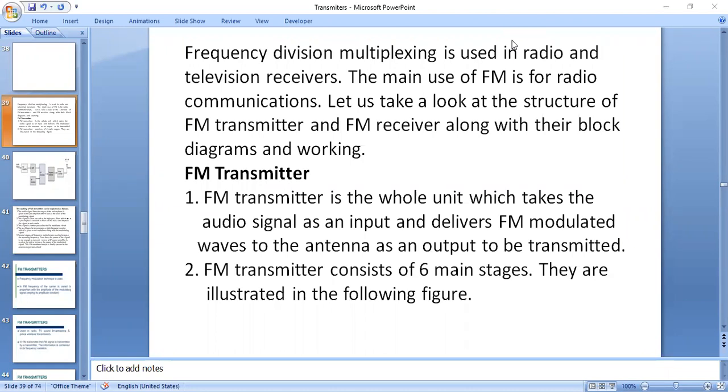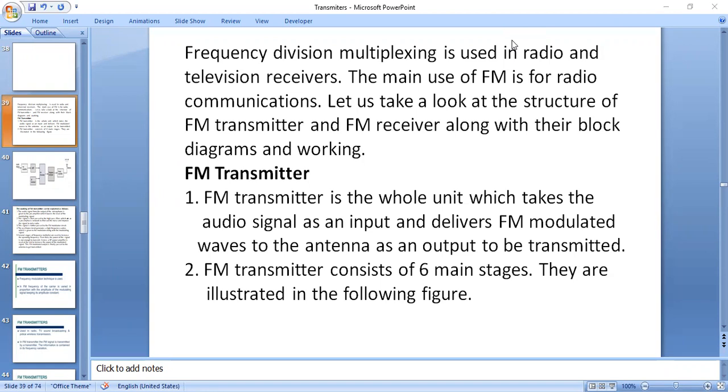So in the previous section, we discussed AM transmitters. We know that there are two types of AM transmitters: one is a low level AM transmitter and the other is a high power level AM transmitter. In this class, I'm going to explain the FM transmitter.